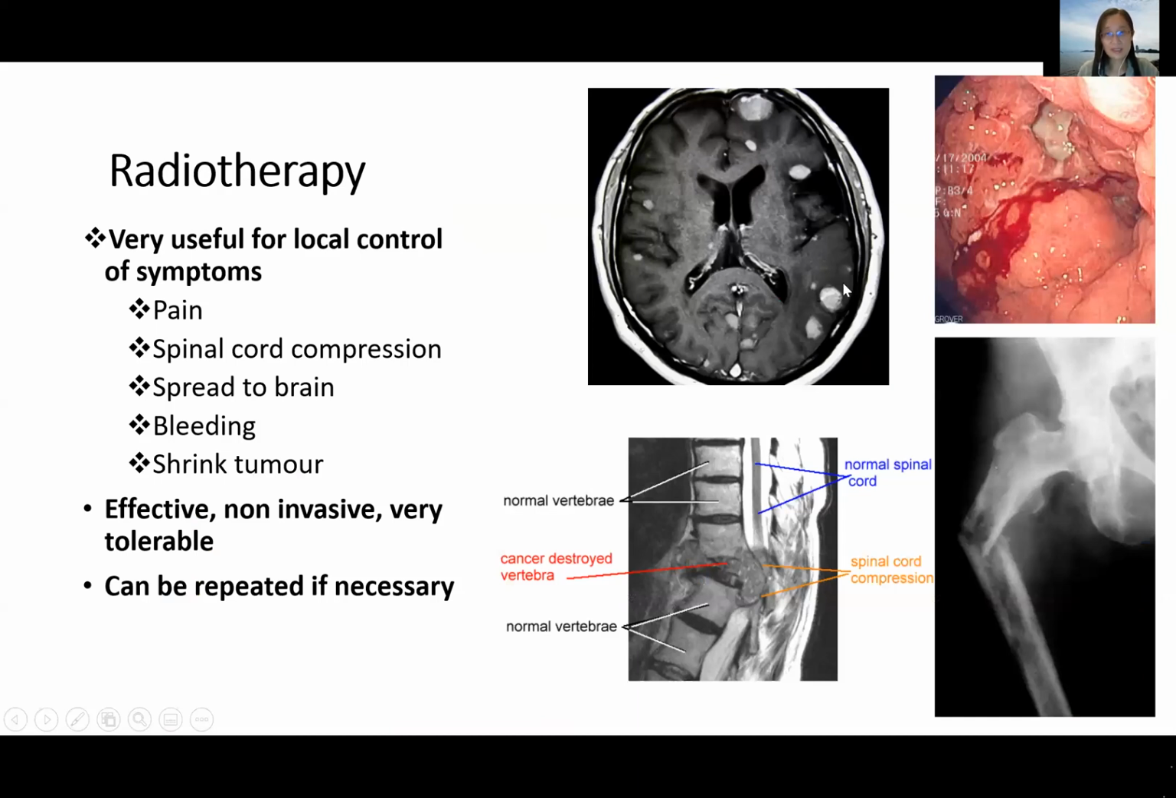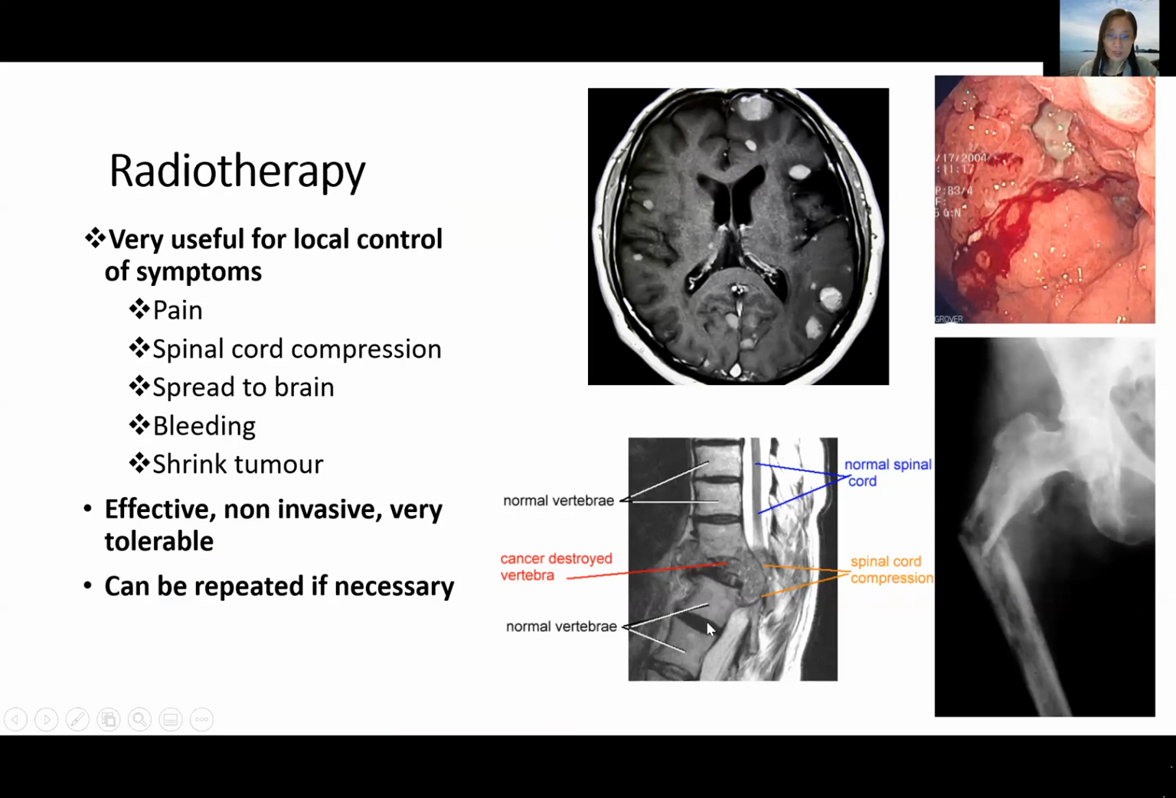Stage 4 disease, for example, here we have multiple brain mets. We can give radiotherapy to reduce the swelling in the brain and prevent them from getting bigger. Tumor on the stomach, they can have a lot of bleeding. We can give radiotherapy to stop the bleeding. Patients with bone metastasis and even here fracture, they can have a lot of pain. Radiotherapy can help relieve the pain and stop the fracture from worsening or getting more eaten up by the tumor.